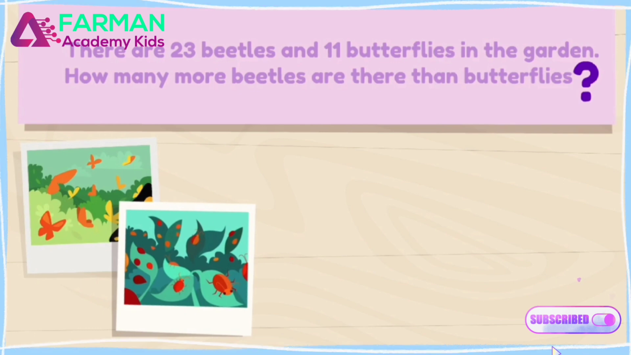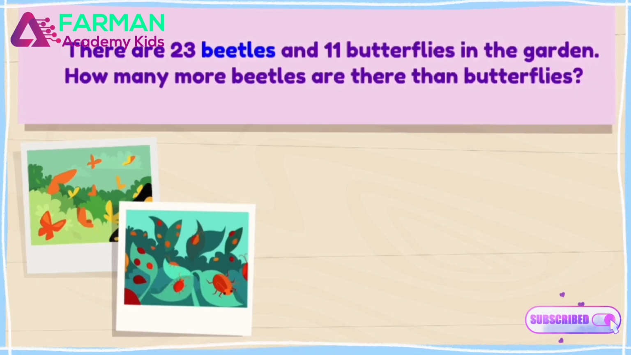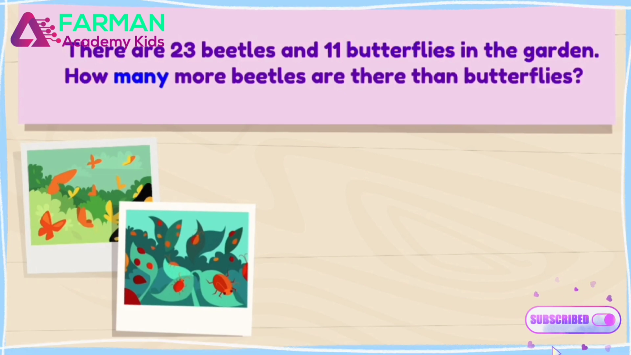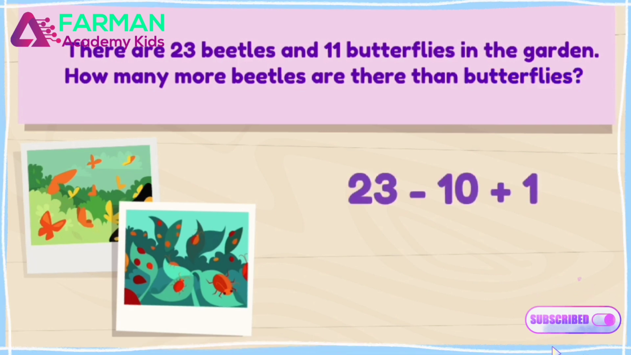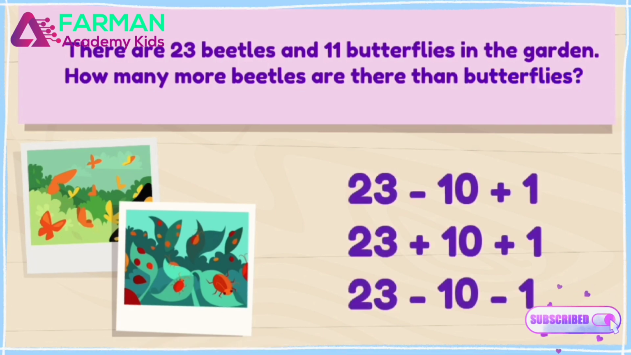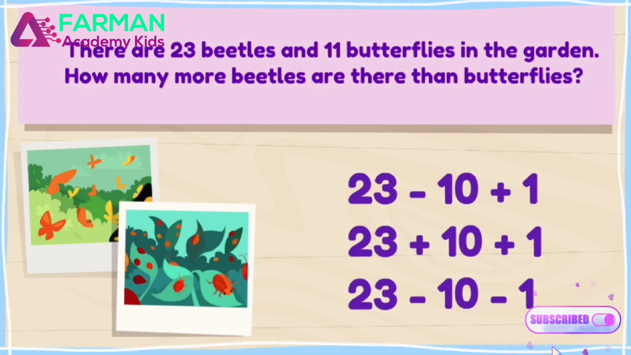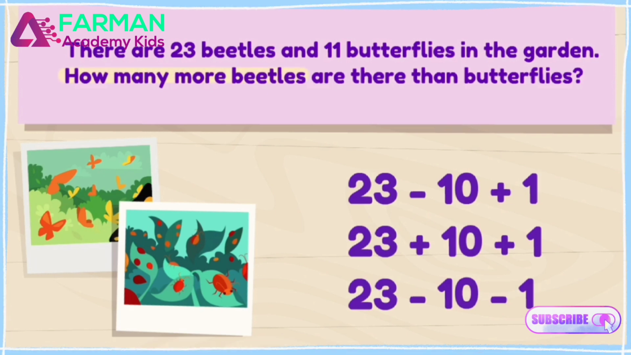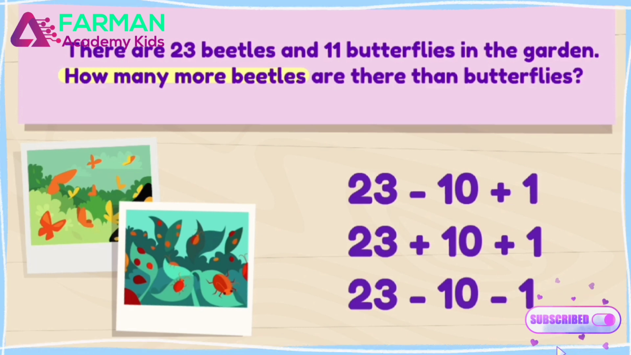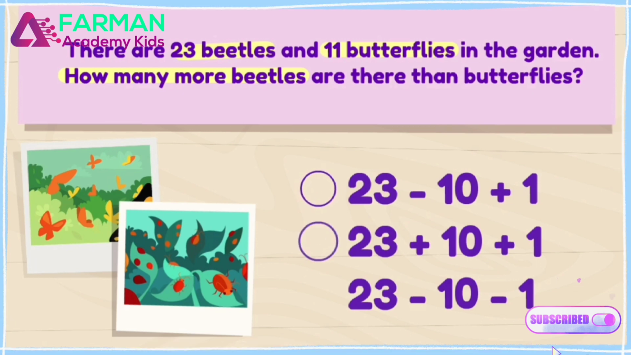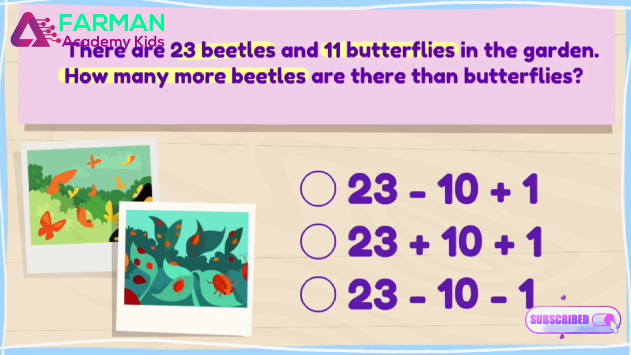Let's solve for the question mark. There are 23 beetles and 11 butterflies in the garden. How many more beetles are there than butterflies? I tried 3 different equations, but only one is right. Let's figure out which one to use to solve the problem. We want to find the difference between the number of beetles and butterflies. That means we want to take away 11 from 23. So which one of these equations does that?